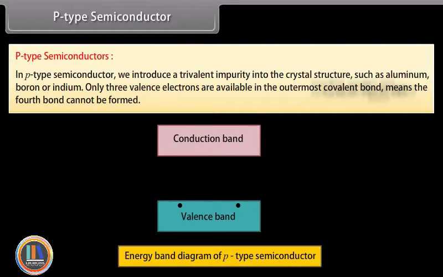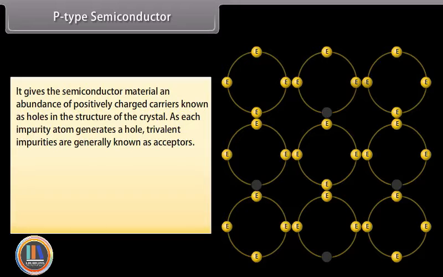P-type semiconductors. In a P-type semiconductor, we introduce a trivalent impurity into the crystal structure, such as aluminium, boron, or indium. Only 3 valence electrons are available in the outermost covalent bond, meaning the 4th bond cannot be formed. It gives the semiconductor material an abundance of positively charged carriers known as holes in the structure of the crystal. As each impurity atom generates a hole, trivalent impurities are generally known as acceptors.